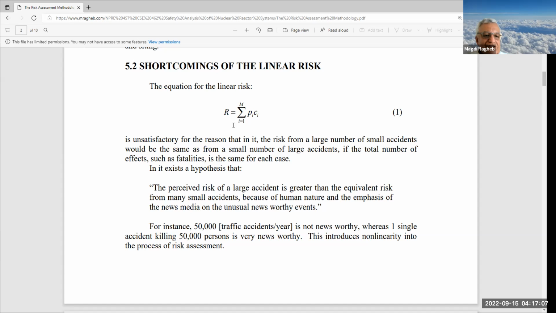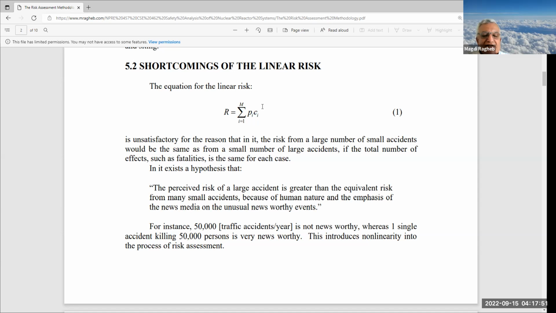However, that determination here may be a little unacceptable, because in that case, you'll find that the risk from a large number of small accidents would be the same as from a small number of large accidents. So for instance, if you have a large accident, P sub i would be large, the probability is large, but the results of the accident, the consequences, are small. However, you can have a small number of large accidents, small probability with a large consequence, and the total risk would be the same.